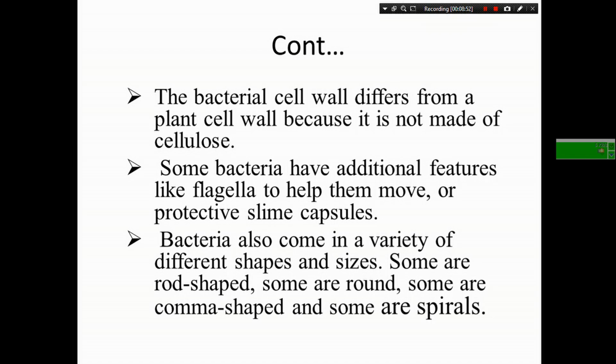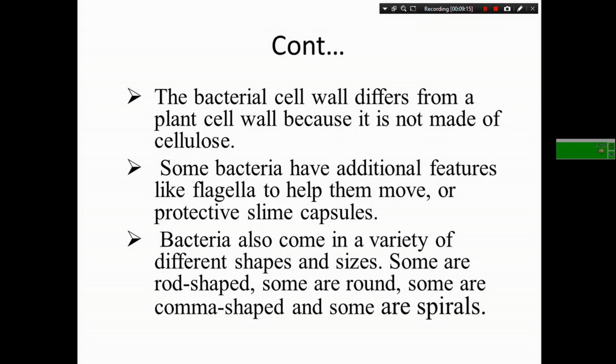We call them blue-green algae or cyanobacteria. Those cyanobacteria do not contain any flagella. They are a stagnant type of bacteria, blue-green algae. They have no sexual reproduction. They are autotrophs, and asexually they reproduce by fragmentation.